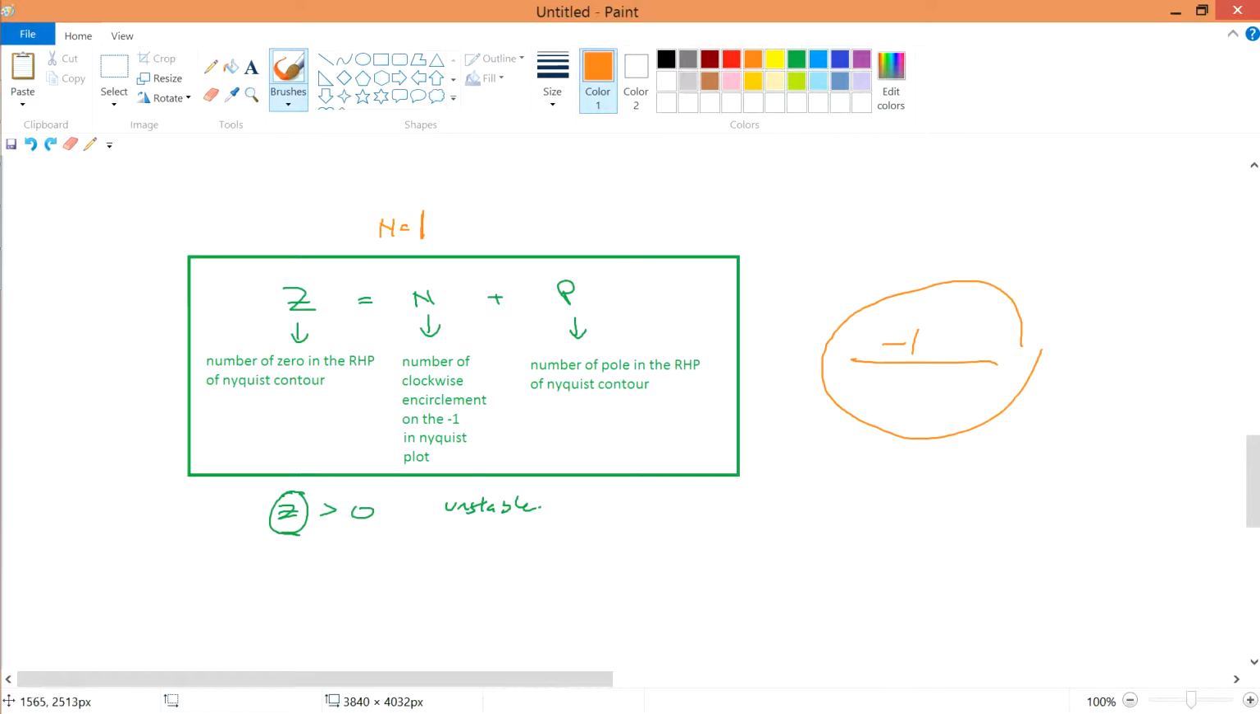If given that there is only one encirclement, that's fine. If it's, for example, 2 encirclements, going 2 times, then n is equal to 2 if it's clockwise and things like that. I hope this is pretty clear.